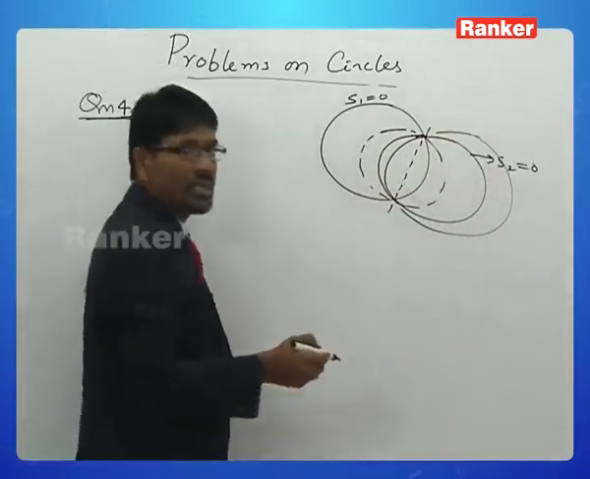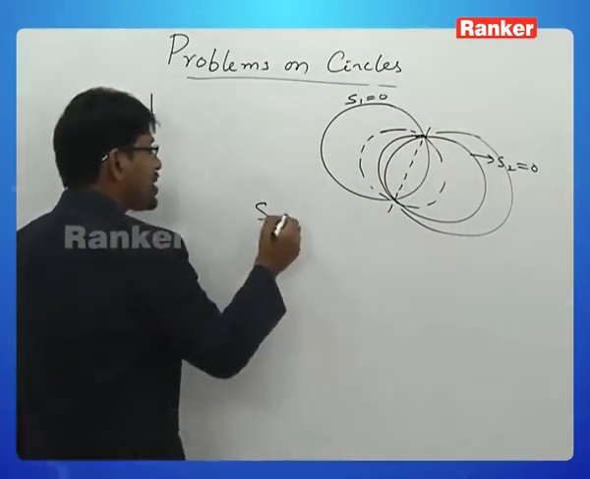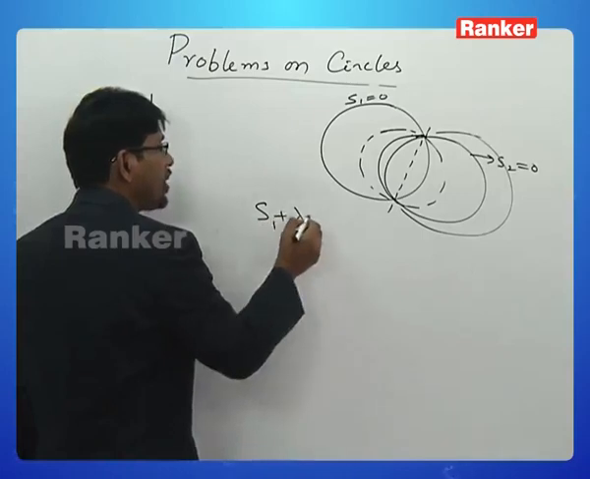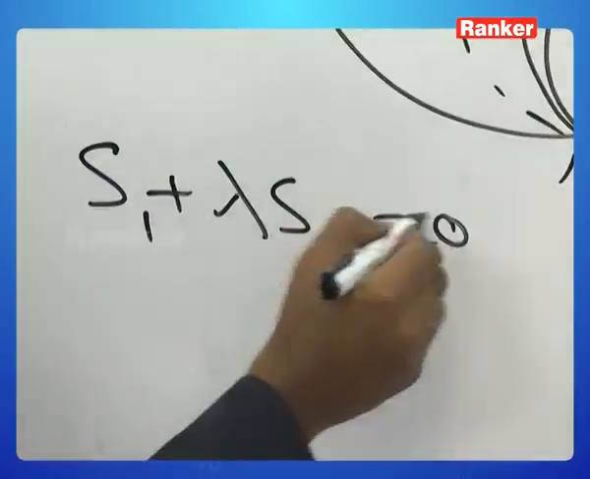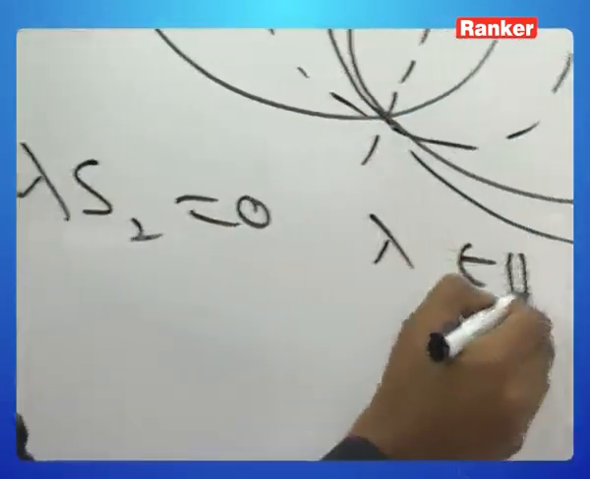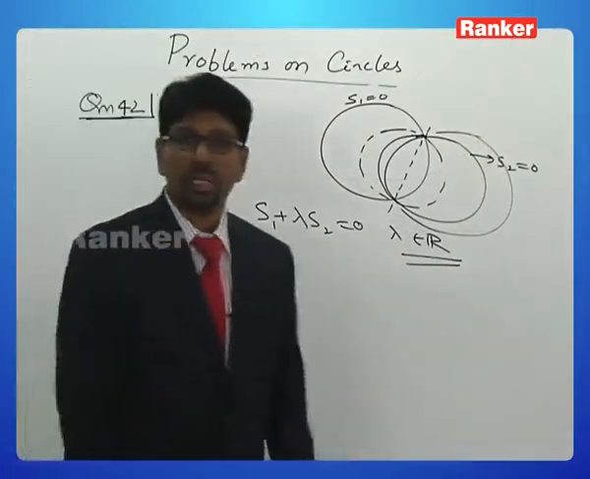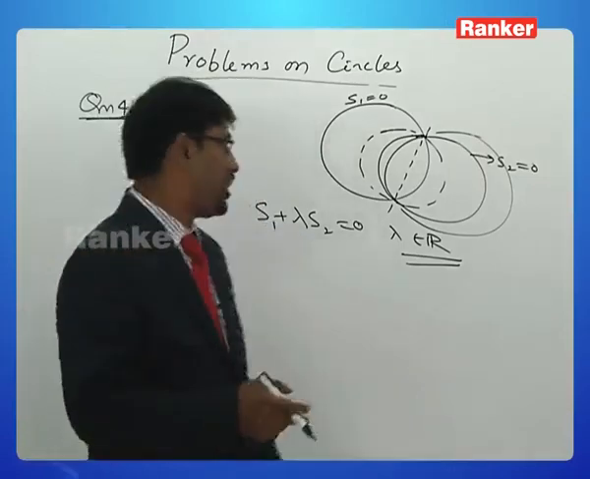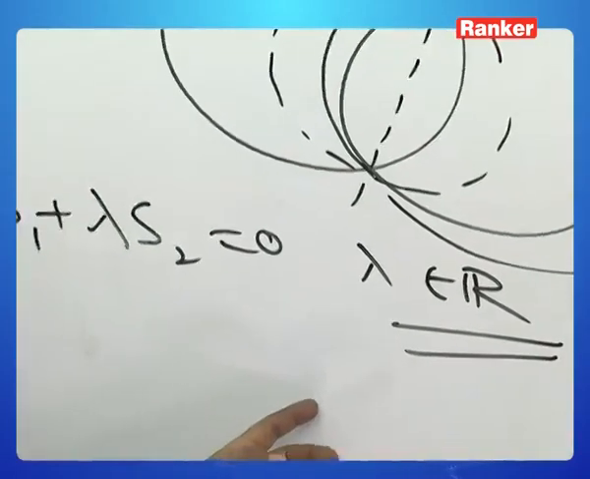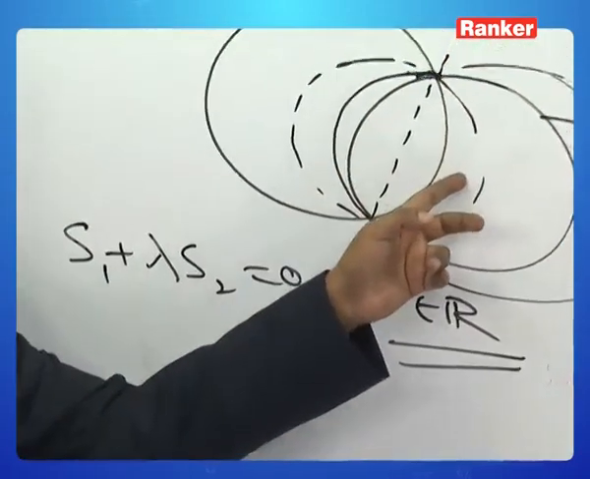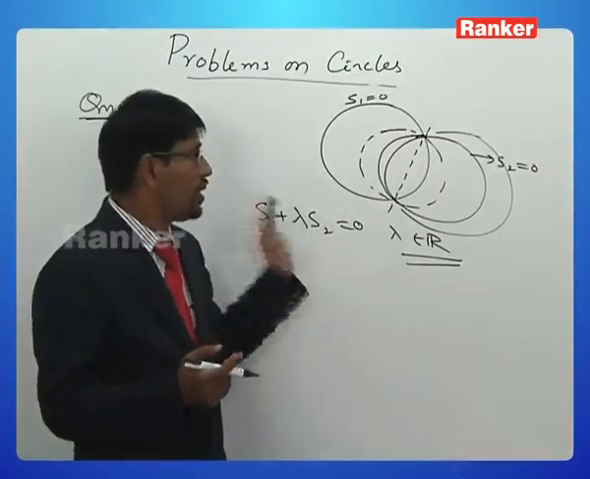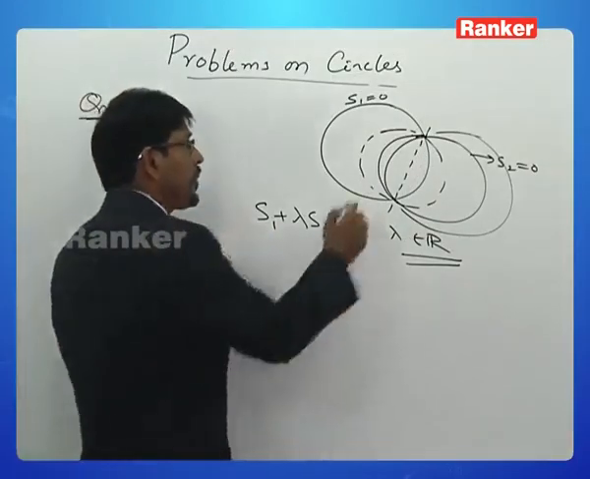So all these circles are given by S plus lambda times S1 plus lambda S2 equal to 0, where lambda is any parameter, lambda any real number. That is, if you keep changing the values of lambda, we get different circles passing through the intersection of S1 equal to 0 and S2 equal to 0.